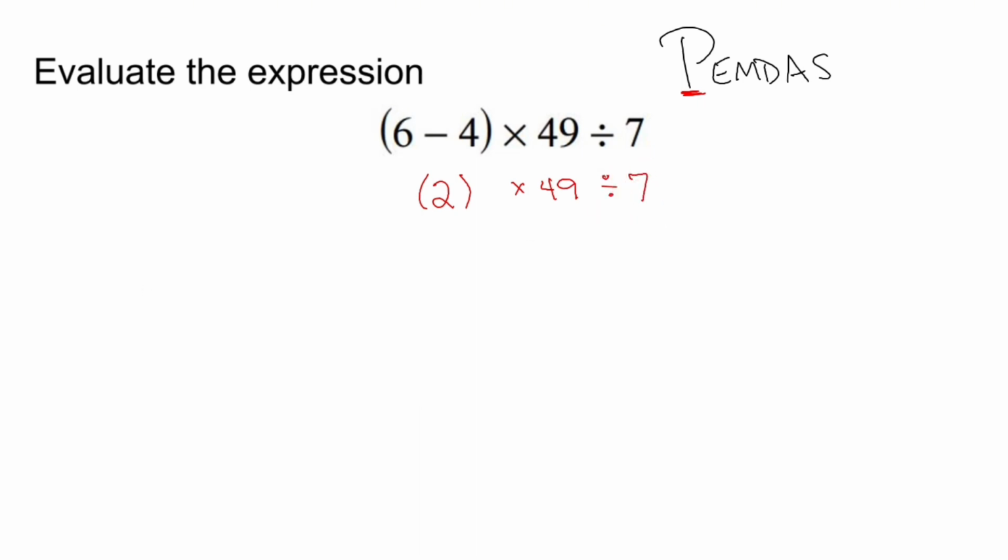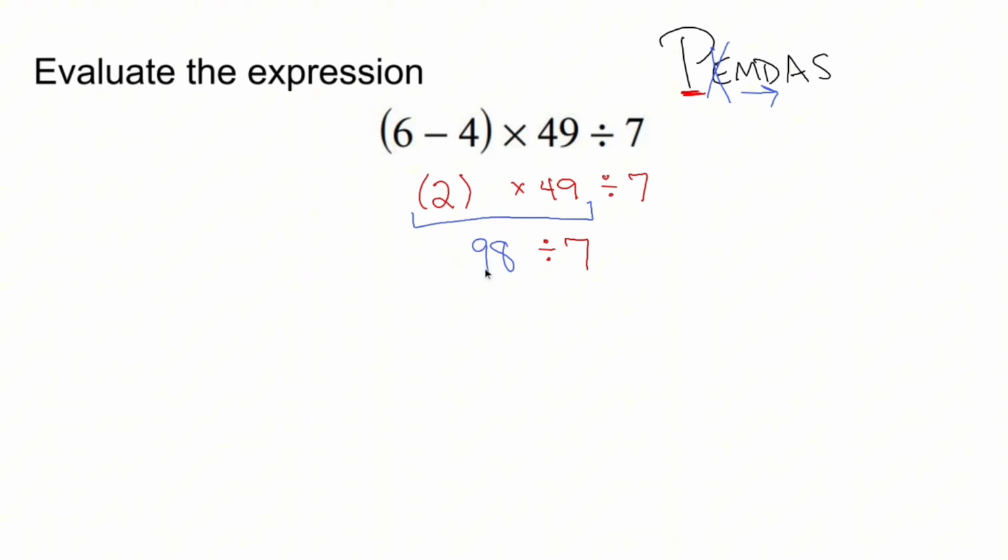All right. What you do next is you do exponents. Well, I don't have any. Then you do multiply and divide left to right. This does not necessarily mean you have to multiply and then divide. You just have to go left to right. So 2 times 49 is 98. Drop down the divided by 7.